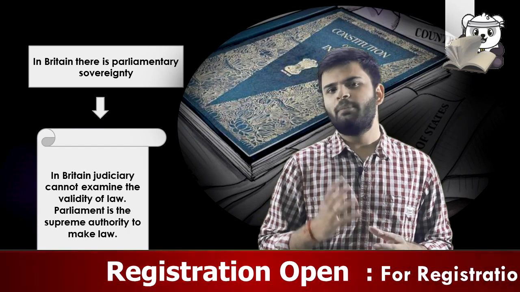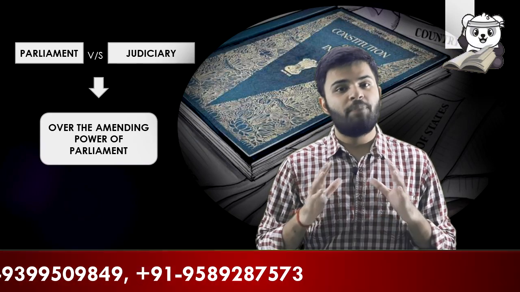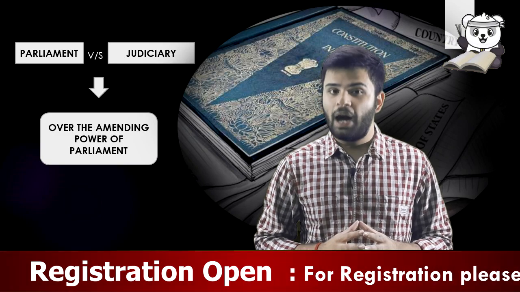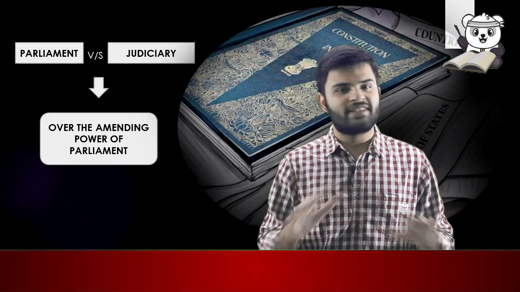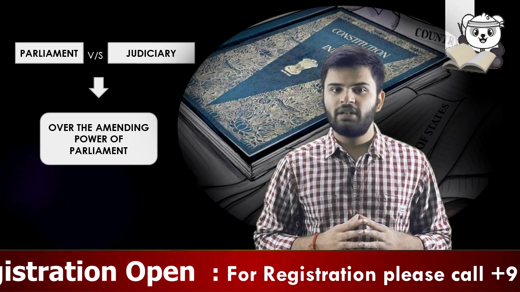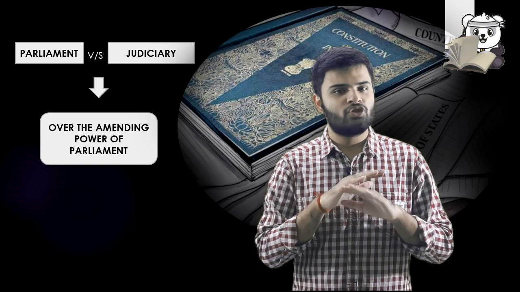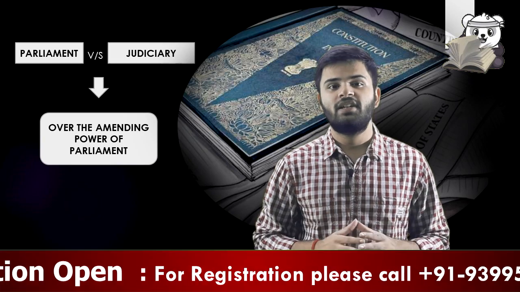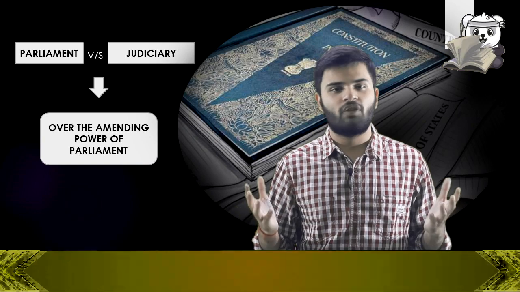What do I mean by parliamentary sovereignty? Parliamentary sovereignty means that the judiciary in Britain cannot examine the constitutional validity of the law. Parliament in Britain is the supreme authority to make the law. Judiciary cannot exercise its judicial review power over the acts passed by the legislature, but it can exercise judicial review when it comes to executive acts. But there is no judicial review in Britain when it comes to the laws passed by the legislature, that is Parliament. Hence, in Britain, there is a concept of parliamentary sovereignty.